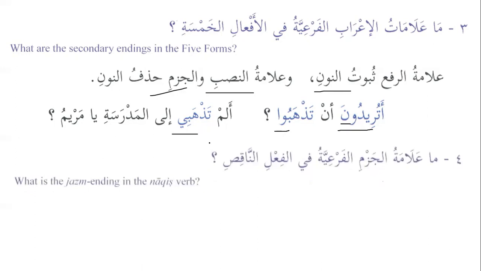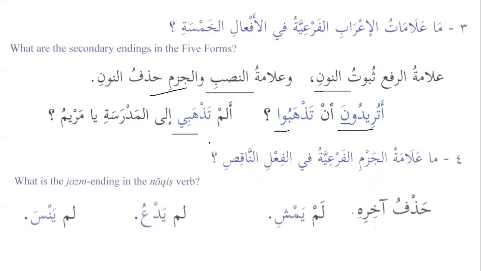ما علامة الجزم الفرعية في الفعل الناقص؟ What is the جزم ending in the ناقص verb? We delete the last one. حذف آخره. Excellent. The deletion of the ending. For example, لم يمشِ، ولم يدعُ، ولم ينسَ. So it was يمشي يدعو ينسى, and the ending has been dropped.